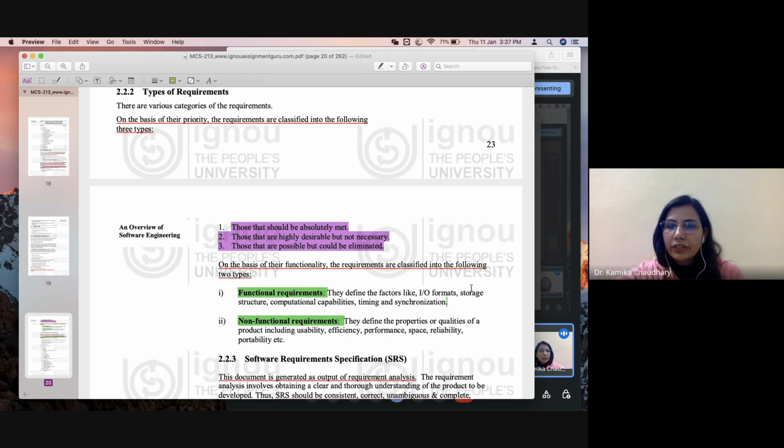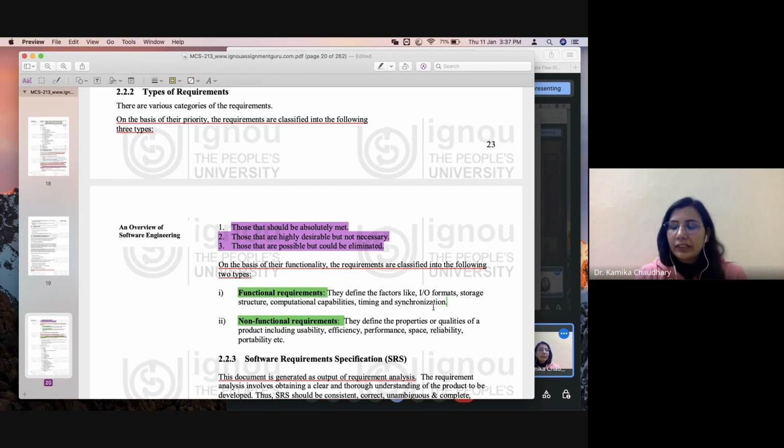So what comes under the functional requirement? When factors like input-output format, storage structure, computational capability, timing and synchronization are defined, where are they defined? They are defined in the functional requirement of the system. Non-functional requirement means how much the efficiency of the system, the performance of the system, the space of the system will be, how much space my software is going to acquire, how much the reliability of the system will be. Means the qualitative aspect of the system comes under the non-functional requirement.